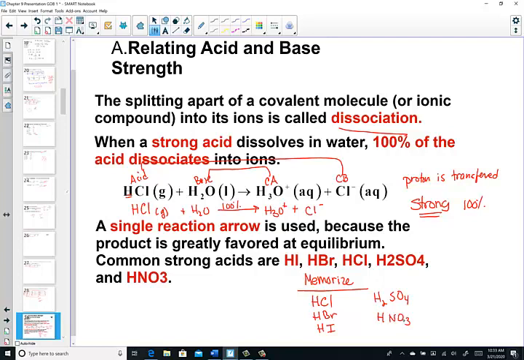If I can remember these strong acids, I'll also know that any other acid is considered weak, and it only partially ionizes. Hydrochloric, hydrobromic, hydroiodic, sulfuric, and nitric acid are all strong. 100% dissociates.